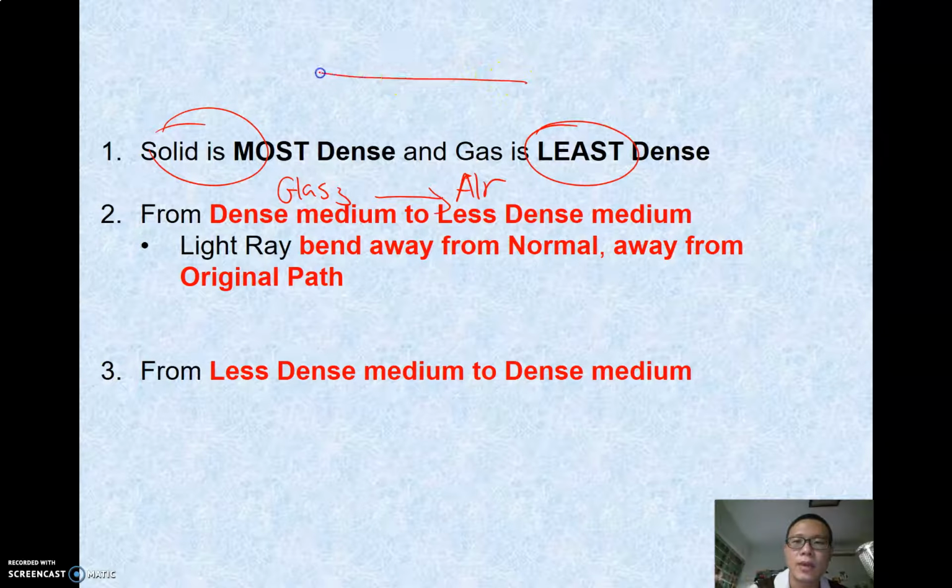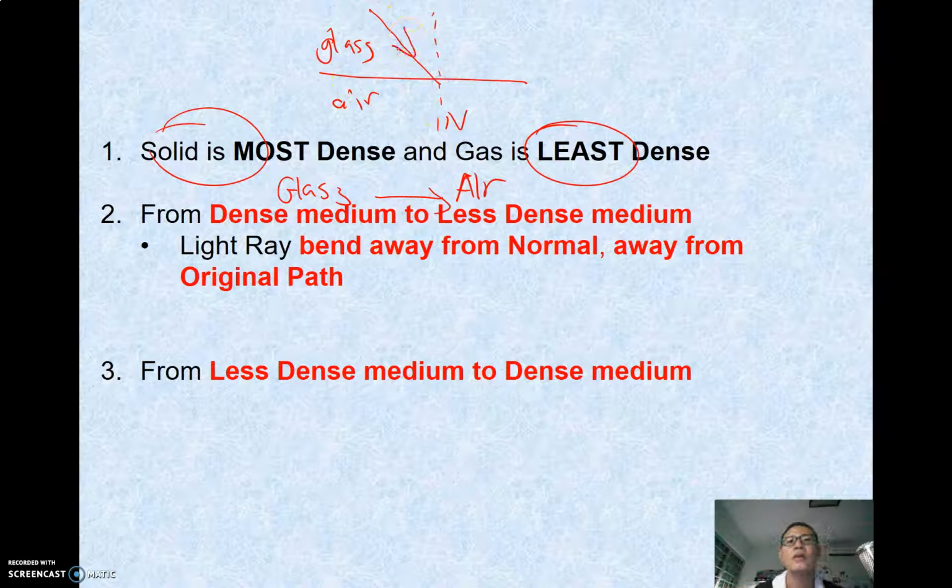For example, this is what happens. This is my normal, 90 degrees. If I transit from glass to air, this is my incident ray, and this will be my angle of incidence. But you'll find that if I transit from glass to air, my ray will bend away from the normal, away from the original path. This will be my new direction when I enter the air. So when I enter the new medium, which is less dense than the original, my ray will bend away from the normal.